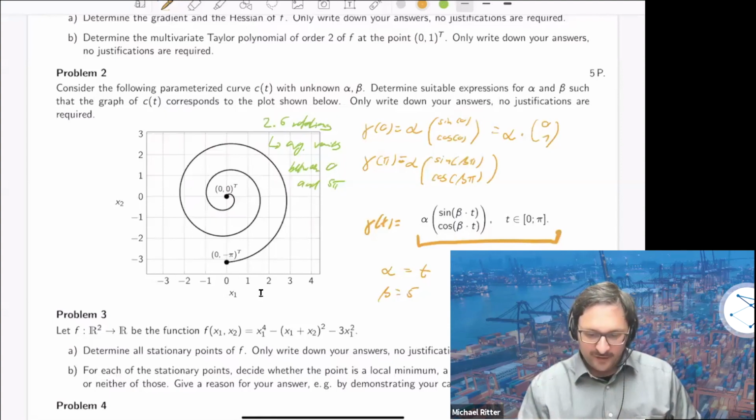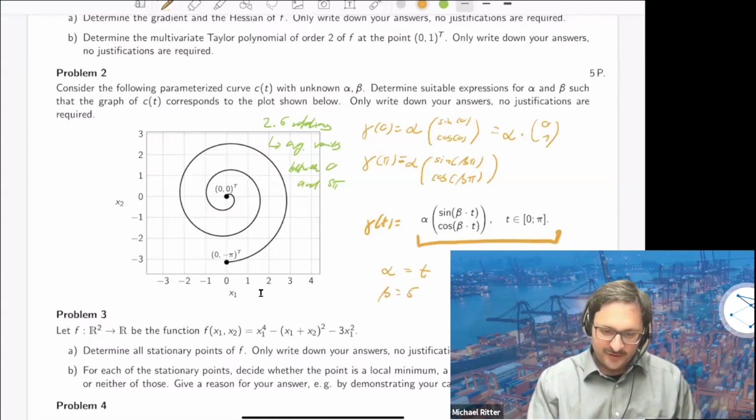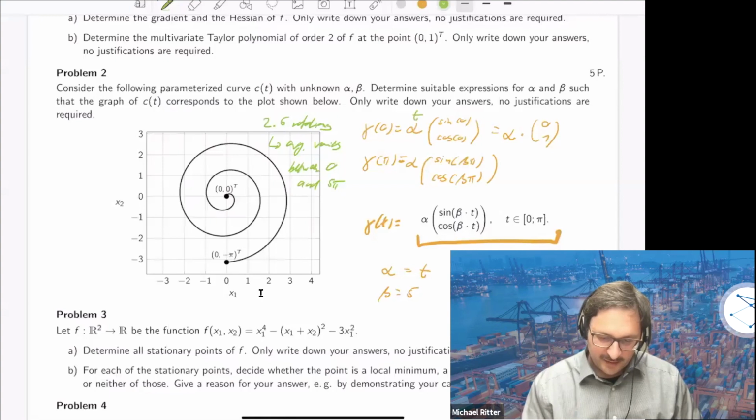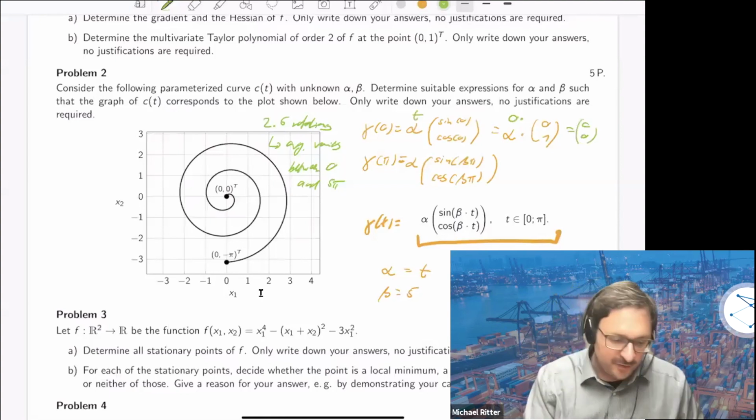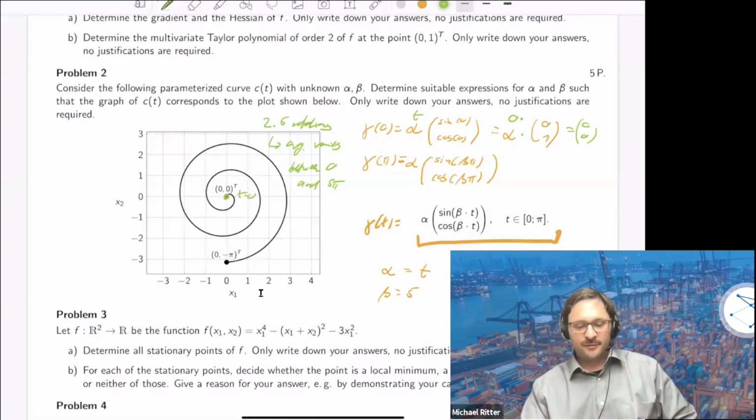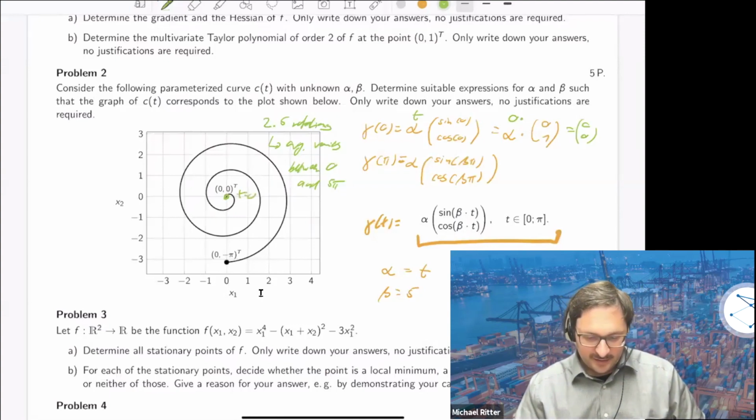So if that works, we would start here for alpha equals t. Here, t equals 0, that would mean we have 0 times that point. So we would just have the origin correspond to t equals 0. So that would be this point here. Seems to work fine so far. Now what about the other one? Let's hope this works out as well.